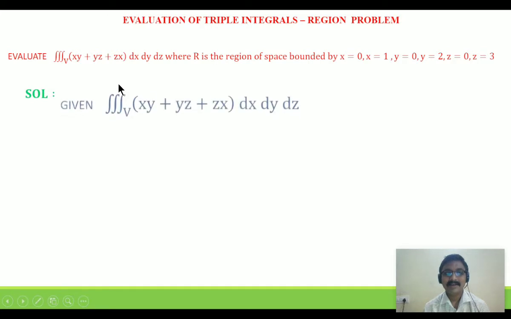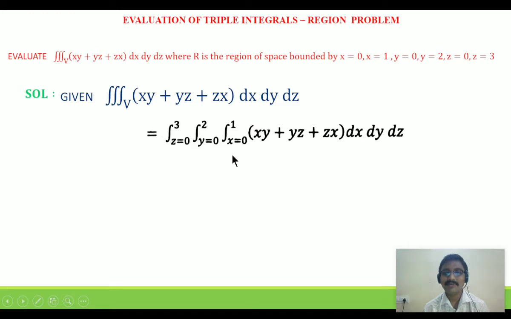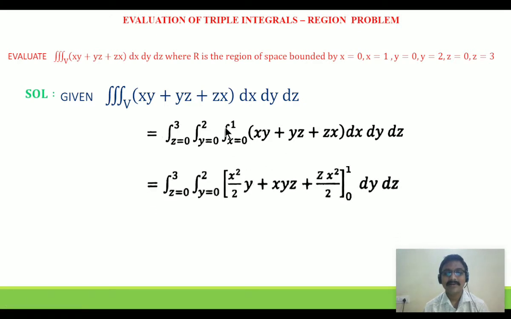Solution: given the triple integral, using the limits, x varies from 0 to 1, y varies from 0 to 2, and z varies from 0 to 3. So just fixing the limits, now we have to apply integration with respect to x and then y and then z. While integrating with respect to x, we have to keep other variable terms as constant. That is, yz is treated as constant.